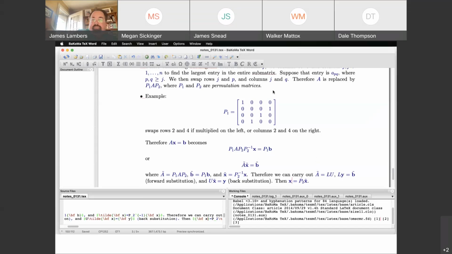Now, whereas complete pivoting involves both row and column interchanges, here expressed using permutation matrices, partial pivoting, which does only row interchanges, can also be described using permutation matrices, but that's something I'll get into much more a bit later on.